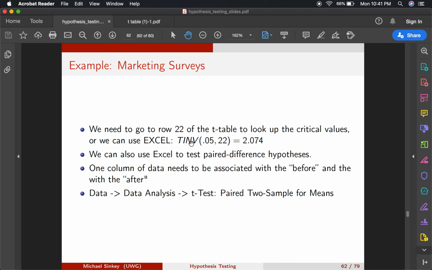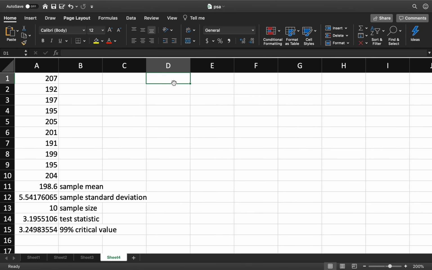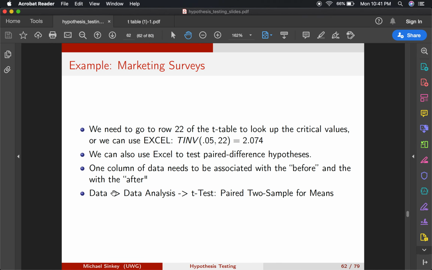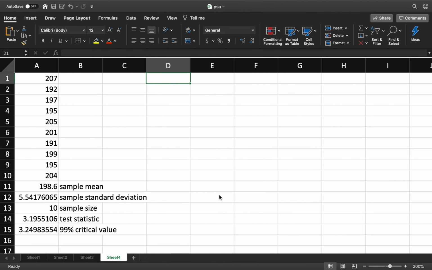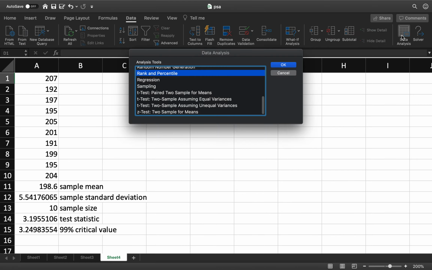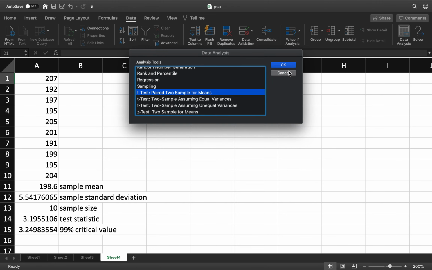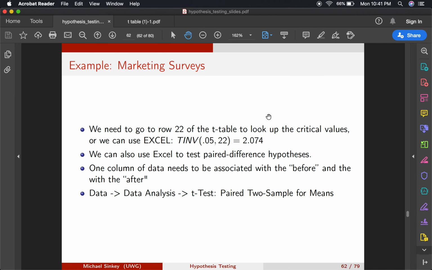I could also use Excel to do this. Okay, so I can go back to Excel and use data analysis, t-test, paired two-sample for means. Now, under the data, you should have a data analysis. If you don't, go to the file options add-ins, you can add it in. But let's say I do a paired two-sample for means. It's going to pull up this dialog.